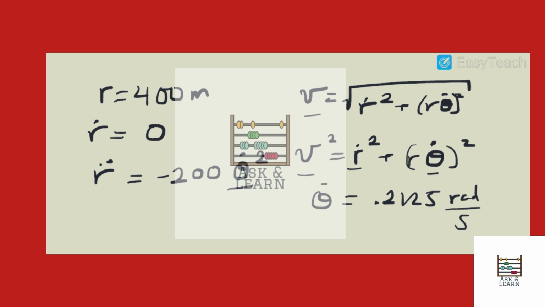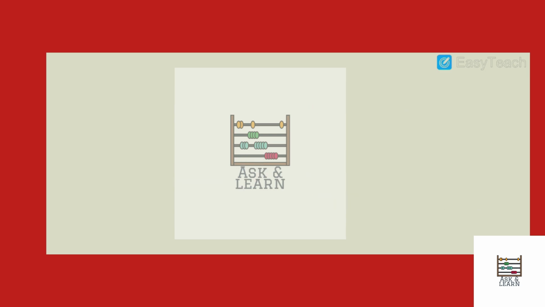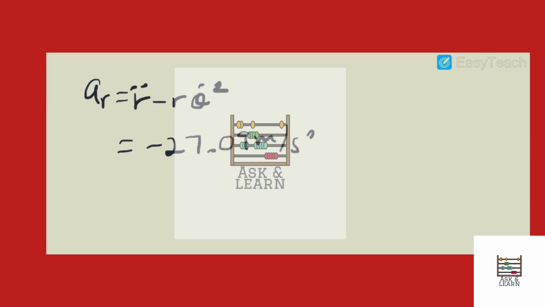Next, what we can do is we can go ahead and solve for acceleration in the radial direction. We know that ar is just equal to r double dot minus r theta dot squared. This gives us that ar is equal to negative 27.09 meters per second squared.